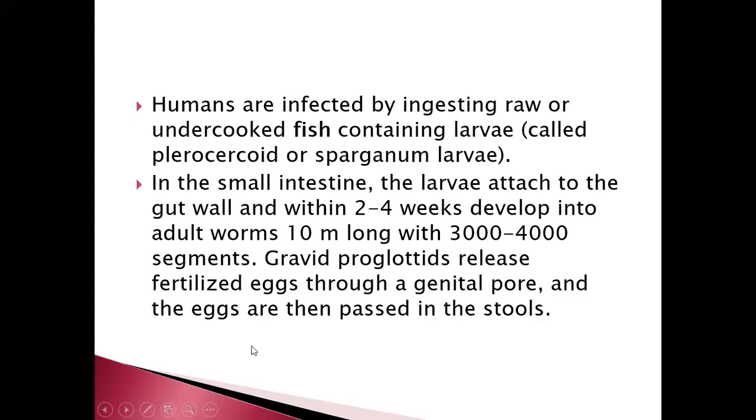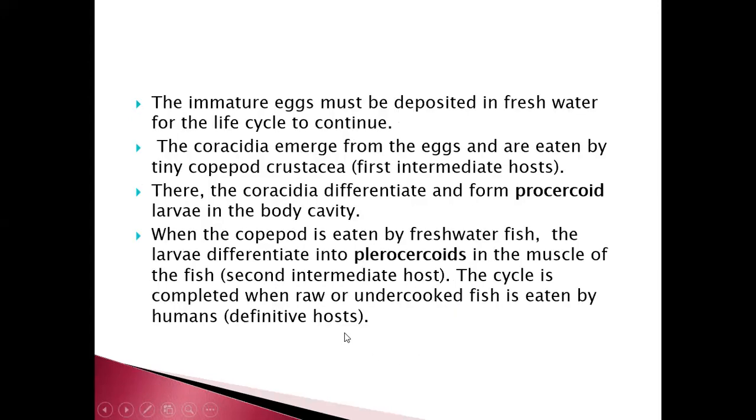Gravid proglottids release the fertilized eggs through a genital pore, and the eggs are then passed into the stools. So these gravid proglottids release the fertilized eggs through the genital pore, and the eggs are passed into the stools. The immature eggs must be deposited in fresh water to get the life cycle continued. Now this is important. The eggs should get deposited in fresh water.